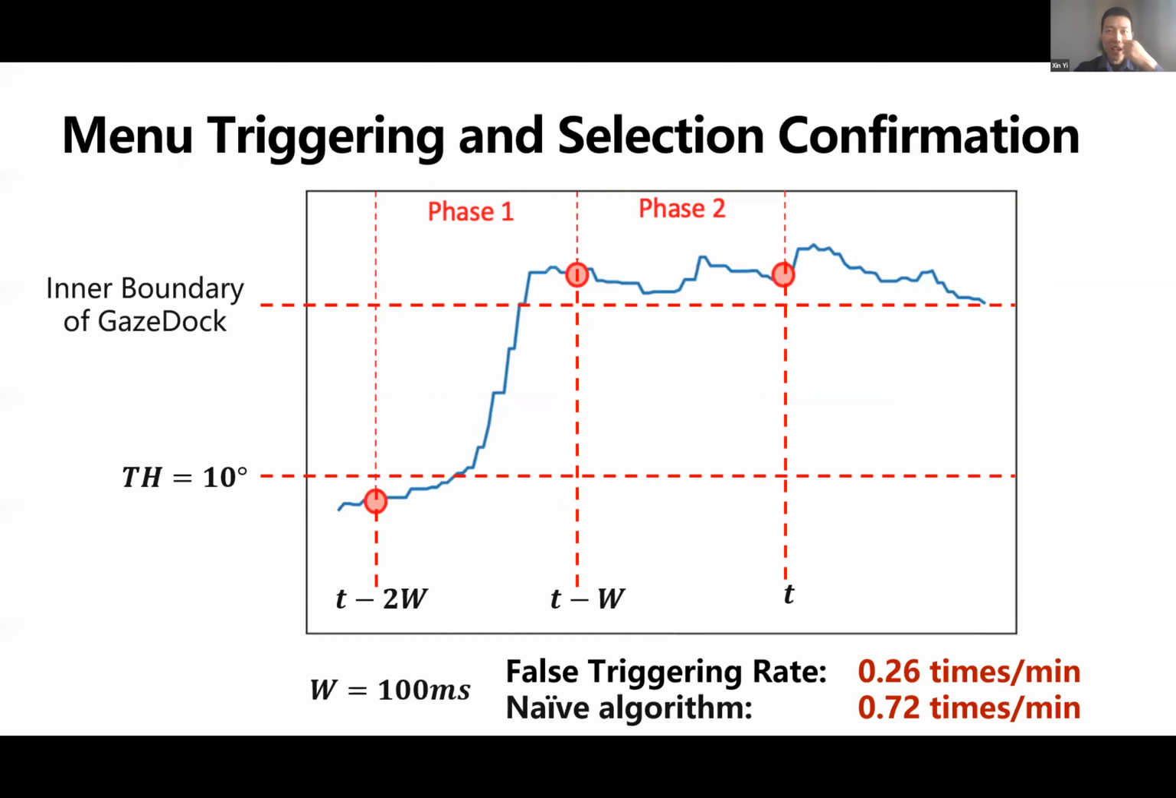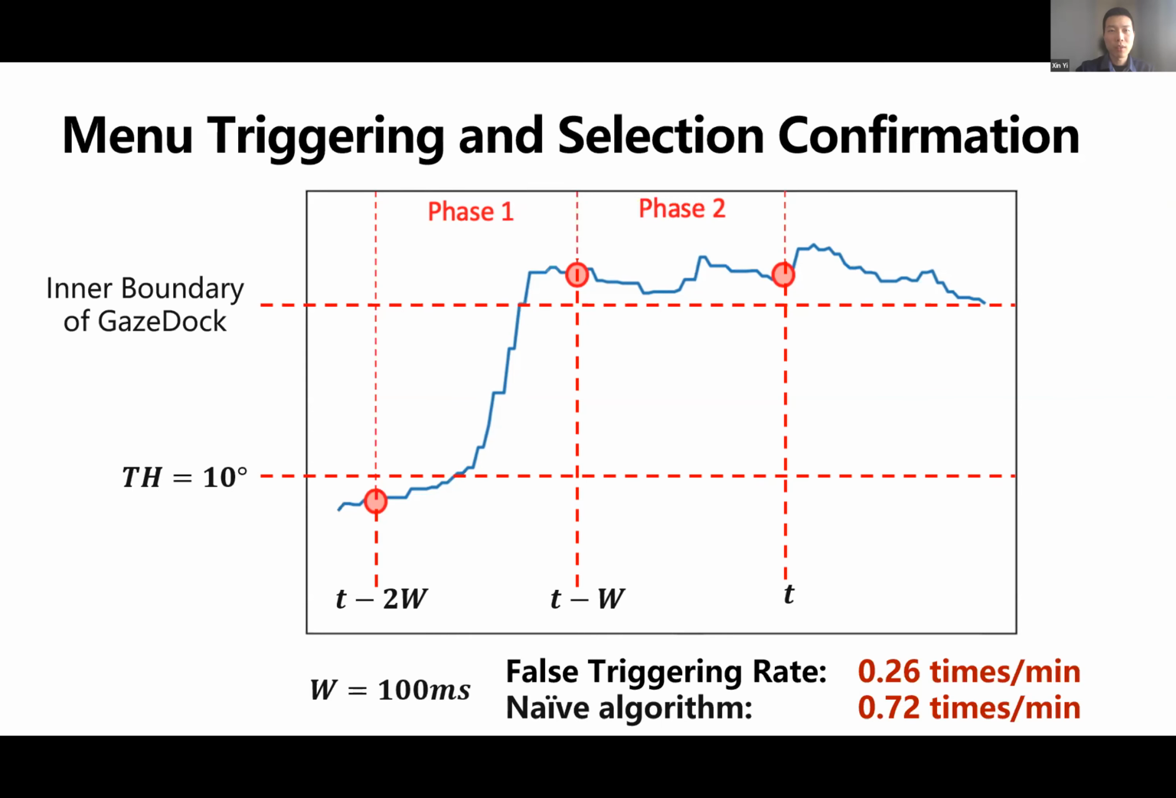Therefore, we designed the algorithm with two connected time windows with a size of 100 milliseconds. Phase 1 detects that the initial gaze angle was below a threshold of 10 degrees, and the final gaze angle reached the inner boundary of GazeDock. Phase 2 detects that the gaze angle keeps above the angle. Simulation results on the data from study 1 show that this algorithm could effectively reach a false triggering rate of 0.26 times per minute.